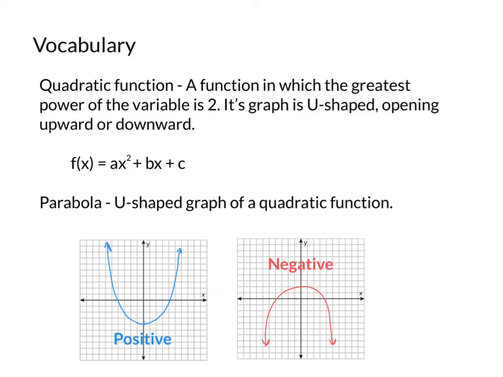A parabola is a U-shaped graph of a quadratic function. A parabola opening upward is positive, and a parabola opening downward is a negative parabola.